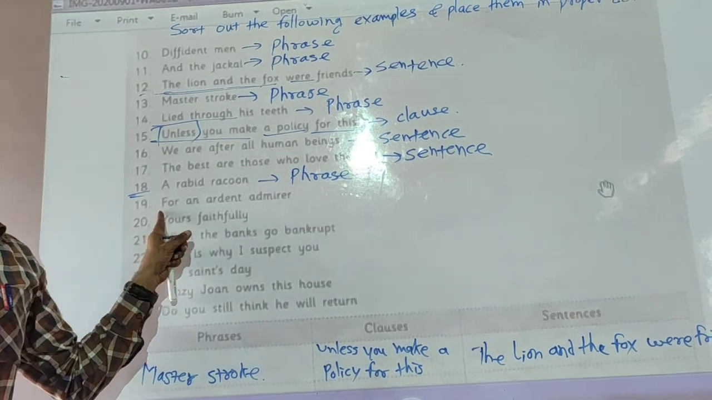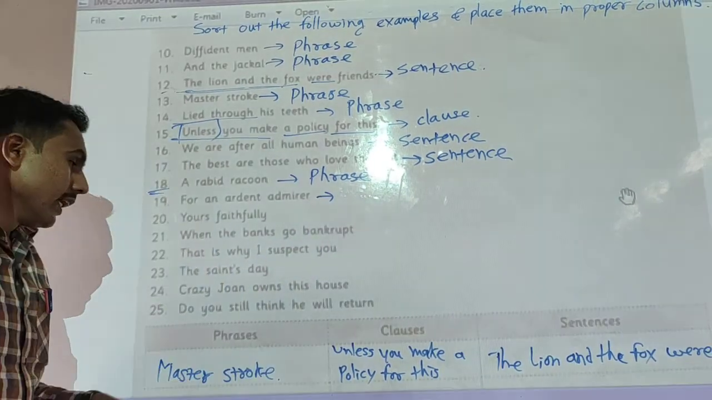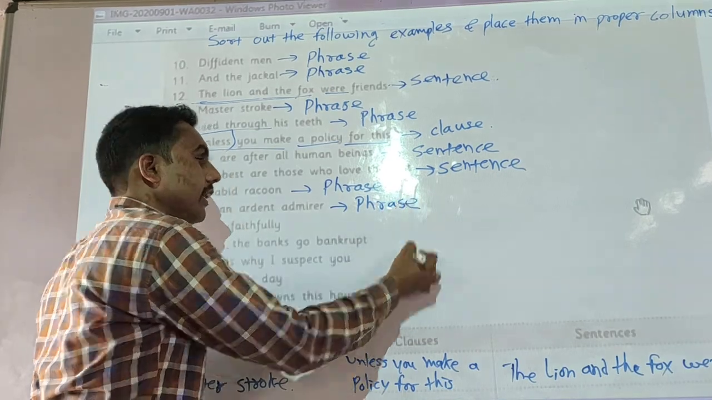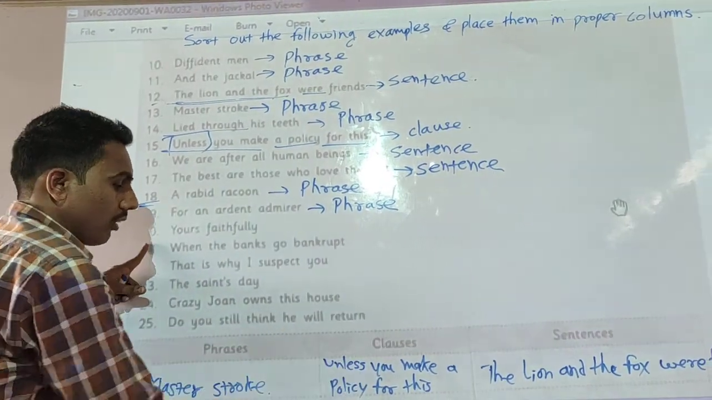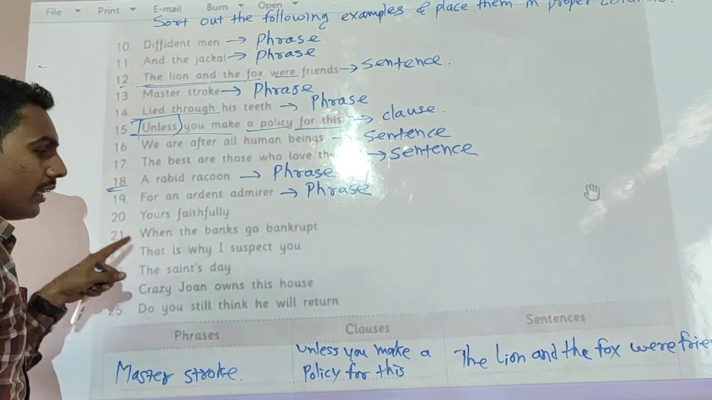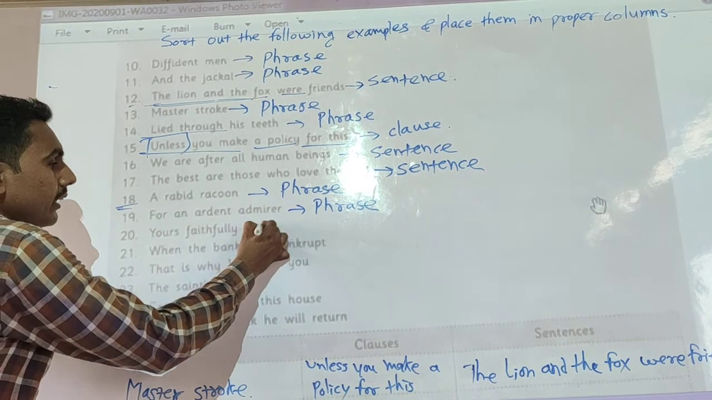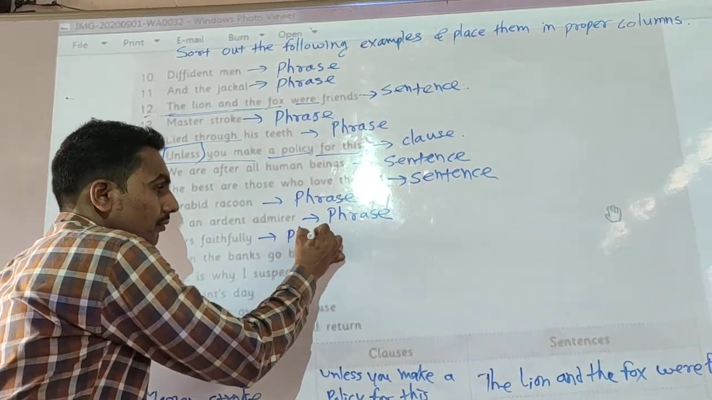Okay, the next one is "for an ardent admirer". It is also one phrase. You can put this example into phrase. Next, you want to sort out into three columns: in phrase column, in clause column, and in sentence column. The next one, "yours faithfully". It is also one phrase.